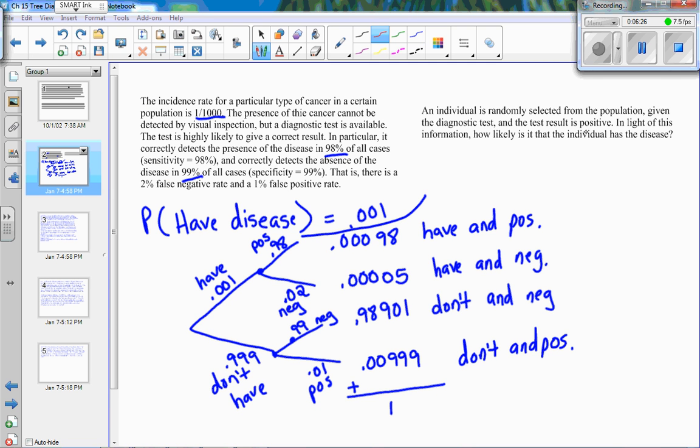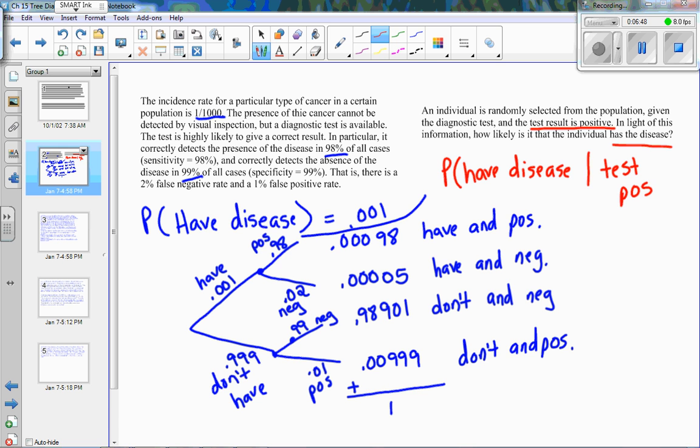Now I want you to notice that this is a conditional probability. We're given that the test result is positive, and we're asked how likely is it that they have the disease. So we're being asked to find this probability. The probability that you have the disease given that you test positive. That's what we're trying to find out.